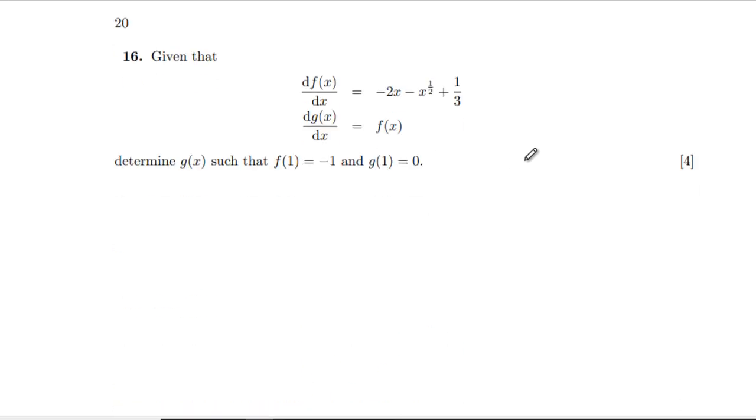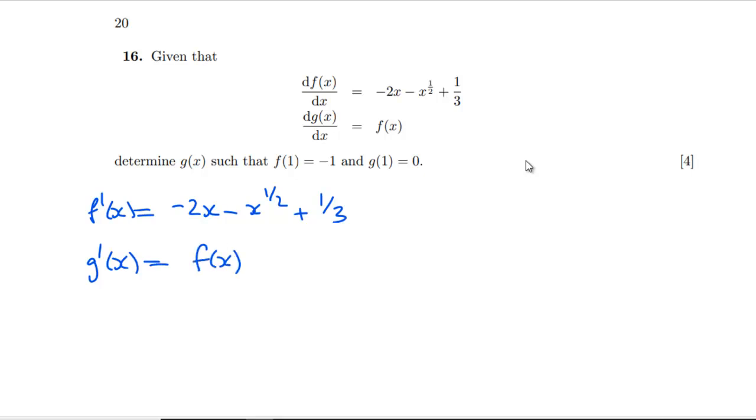Right, okay, I think I've got time to hopefully sneak in question 16 on this. Oh, this doesn't look too bad. Given that f dash of x is minus 2x minus x to the half plus a third, and we've got g dash of x is f of x. Okay, and we want to get g of x, right? So we've just got to do some integrating then. So that means that f of x is going to be equal to minus x squared minus 2/3 of x to the 3 over 2 plus x over 3 plus c.